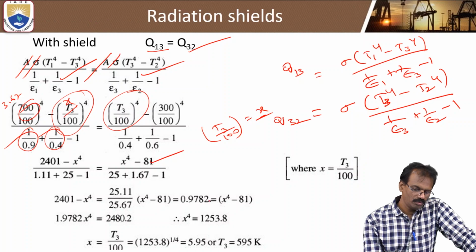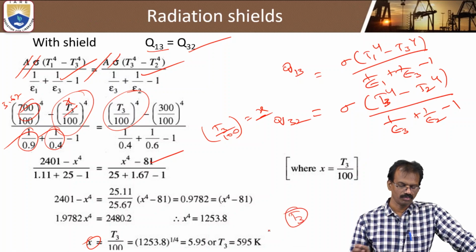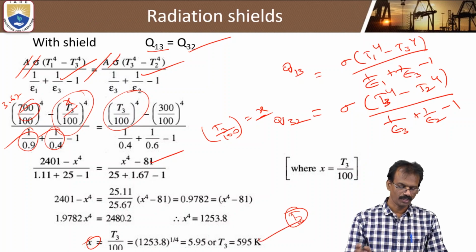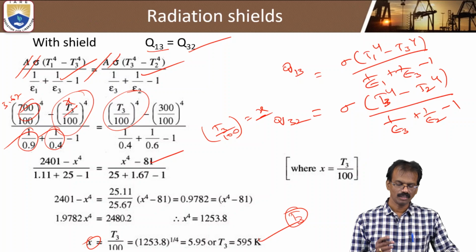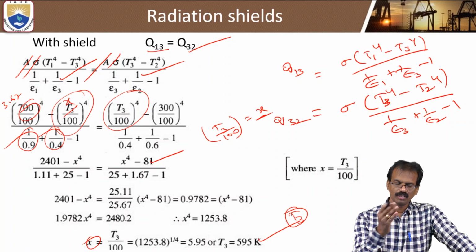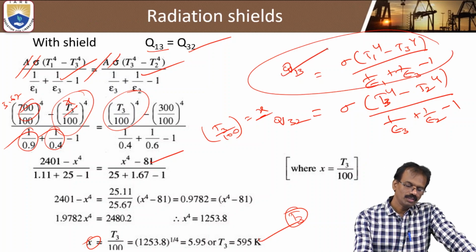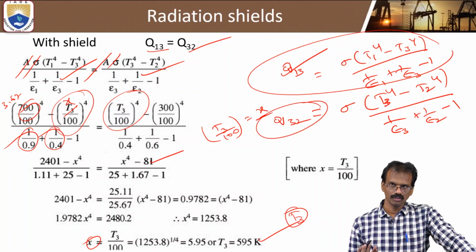So then we'll get an equation. If you solve this one, the x value will automatically come out. The x value is 5.95. So automatically you can find out T3 also. So T3 is equal to 595 Kelvin. By using this temperature, we can find out the rate of heat transfer between surface 1 and surface 3, the Q13. If you find Q13, Q32 is also the same. Q13 is equal to Q32.